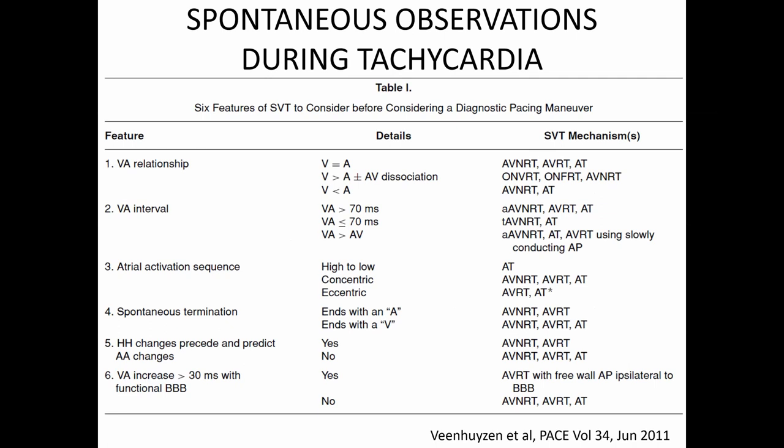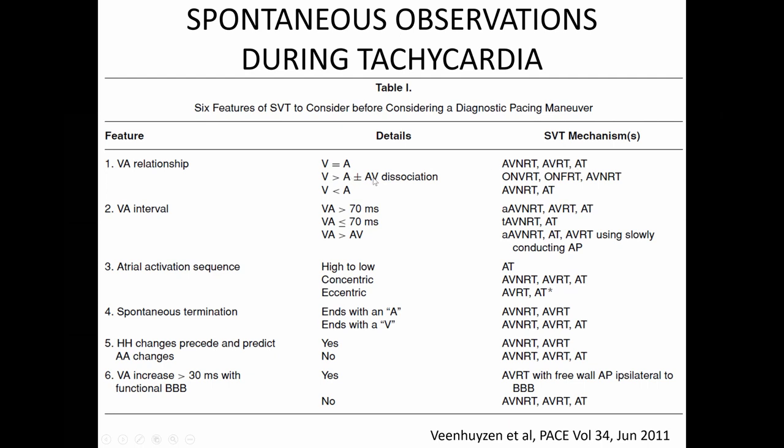So spontaneous observations, these are the key things we're looking at: the VA relationship, the VA interval, atrial activation sequence, the way it terminates, what changes in the His-to-His interval do to changes in the A to A interval, and what changes in bundle branch block do. Going through these quickly, if the VA relationship is the same, it could be any of the three main players: AVNRT, AV reentrant tachycardia, or AT.